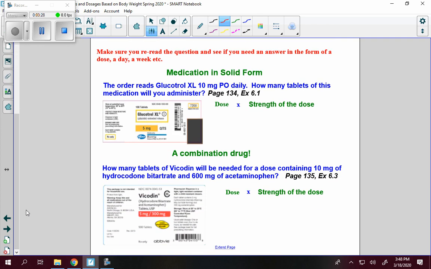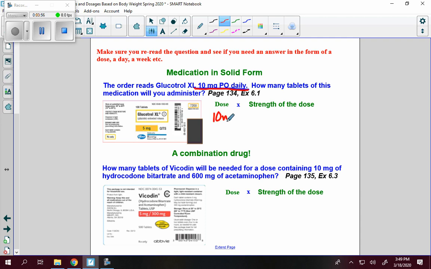So medication in a solid form, if you look at this, the order reads Glucotrol XL, 10 milligrams by mouth daily. How many tablets of this medication would you administer? So you would first have to find, in order to administer, dose and strength, and then when you find them, multiply them together. So if it says that the dose is 10 milligrams by mouth daily, it means you're taking it 1 time and 10 milligrams of that.